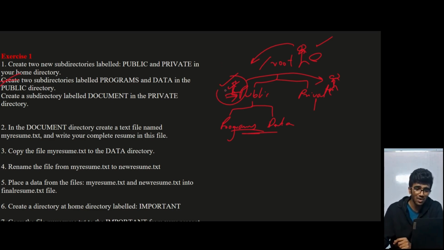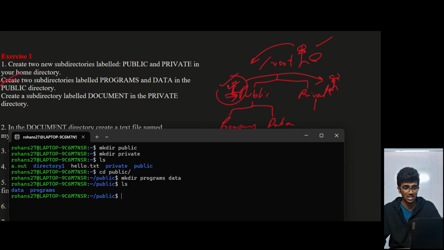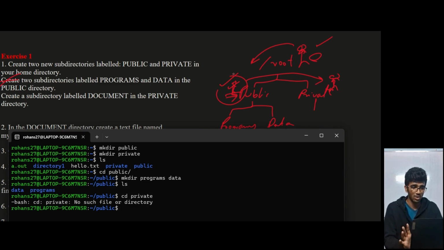Okay, now we are in public. That's what the dollar sign says. Before the dollar sign it's public, so we are here. Inside private, we have to create document, so you have to move to private. How should you move? You use change directory: cd space private. Let's see if it happens. Okay, it does not happen. Why does it not happen?